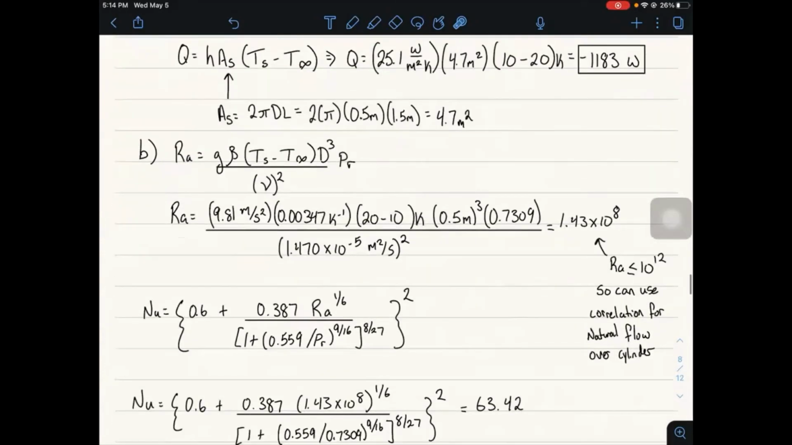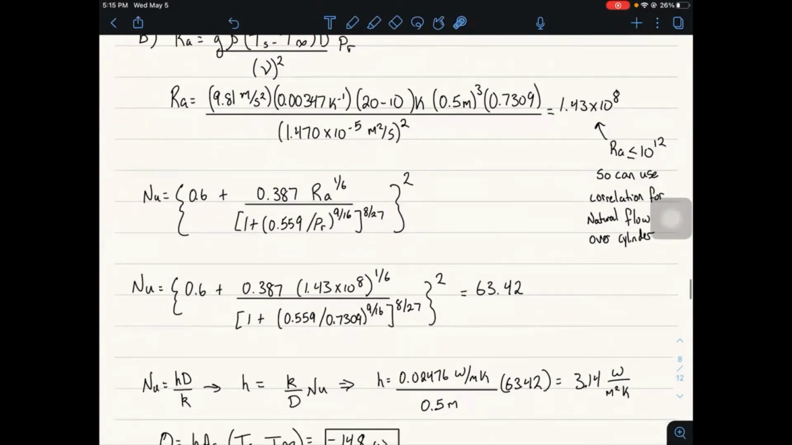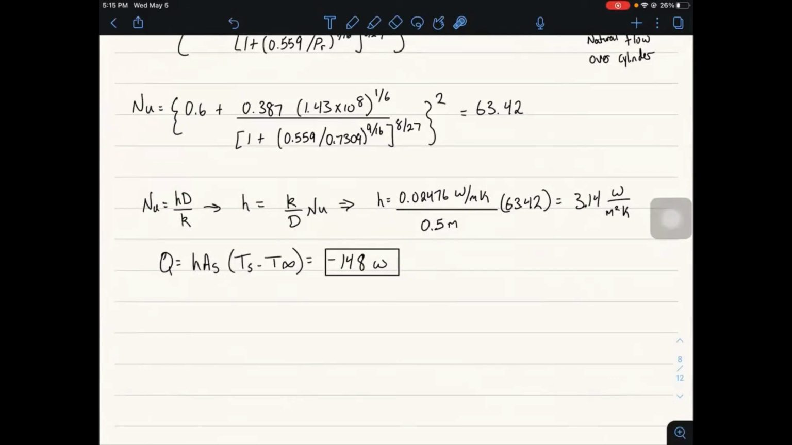And then for the natural convection, we first figure out the Rayleigh number and solve for that. Since we know that Rayleigh is less than 10 to the 12th, we can use the correlation for natural convection over a cylinder. So that's what I did here, got the Nusselt number for that, then rearranged and solved for the heat transfer coefficient again, and then figured out the overall heat transfer from the wind to the log if it's not windy. And this covers learning outcomes 7B and C.